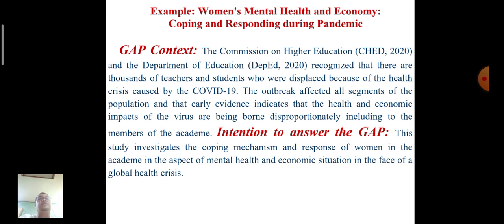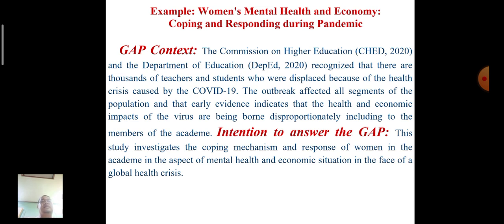It's about the Commission on Higher Education, with a reputable citation from the organization. You have DepEd and CHED. They recognize that there are thousands of teachers and students who were displaced because of the health crisis caused by COVID-19. The outbreak affected all segments of the population, and early evidence indicates that the health and economic impacts of the virus are being borne disproportionately, including by members of the academe, students and teachers. So how do we state the intention to answer the gap?